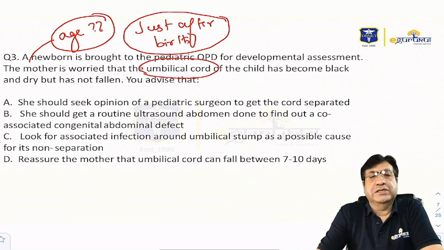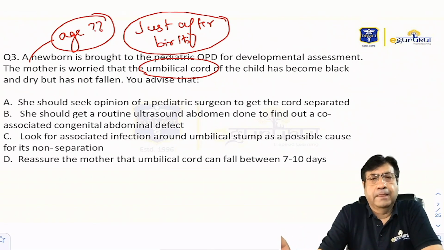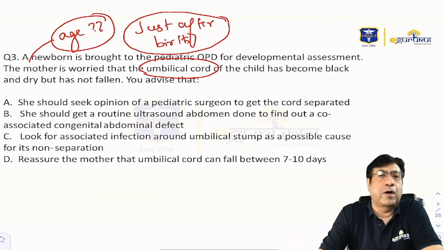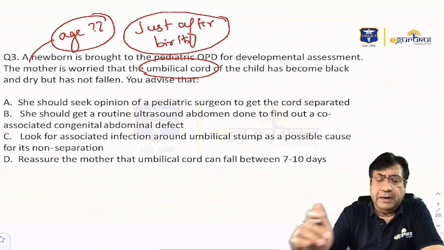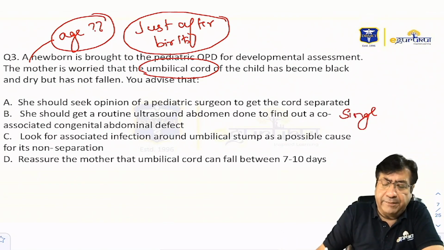So they have given the options. What will your advice be to the mother? Option A: you advise the mother to seek the opinion of a pediatric surgeon to get the cord separated. Rarely is that required. Option B says she should get a routine ultrasound abdomen done to find out a co-associated congenital abdominal defect. See, co-associated congenital anomalies can be seen, but they are more likely to be seen in cases of a single umbilical artery.